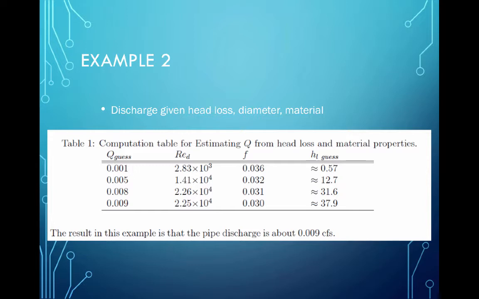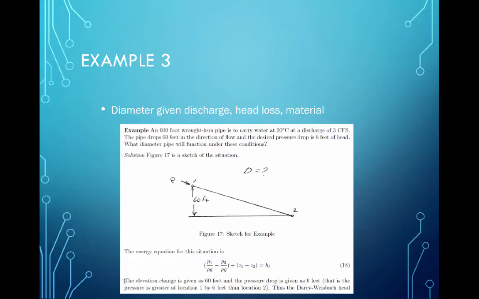Now the modern equivalent of this guessing is iterative solving, and we'll see an example of that when we get to pipeline networks. We have nonlinear systems of equations. They have to be solved by iteration. Think of it as very clever guessing. Last example is to find the diameter given everything else.